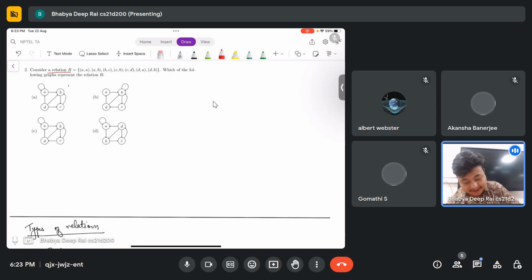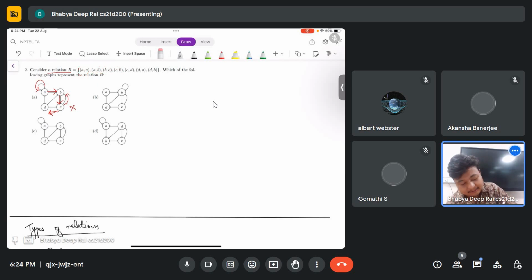So let's look at the first one. A comma A, A is related to A. Okay. Next, A comma B, A is going to B, good. B comma C, B goes to C, good. C comma B, C goes to B, right. C comma D, here is the problem. C should be going to D, it's not the other way around. So this one is not my answer.